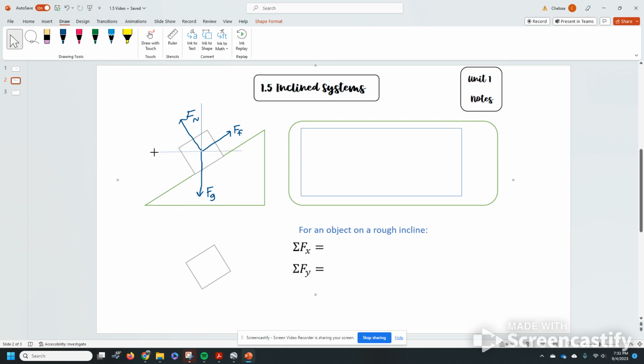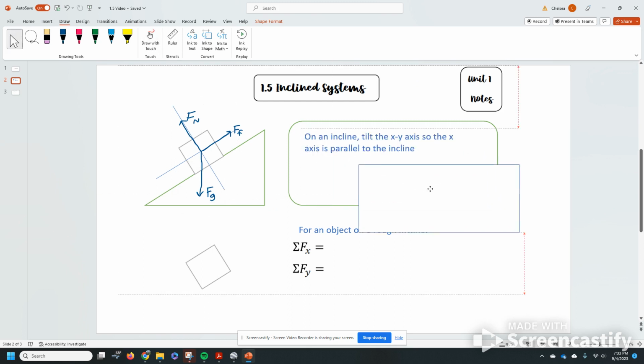So what we can do instead is actually tilt our axis, because our xy axis is just a reference. So we can tilt it however we want to as long as they are 90 degrees to each other. So if we tilt our axis like this, so that the frictional force and the normal force are in line with our axes, then all we have to do is break the weight into different components. So that's what this little note here says.